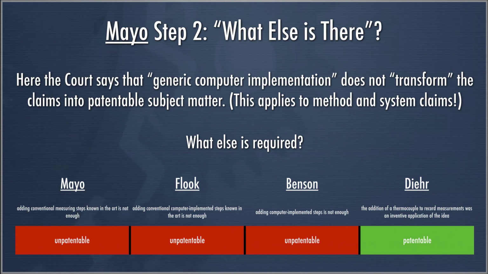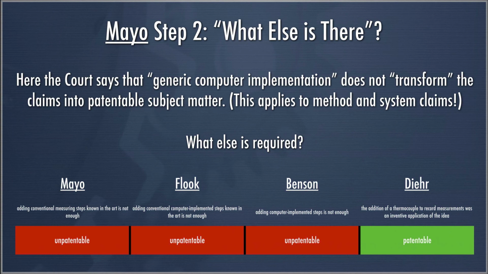And they go on and say in the case, at a later point in the case, that this applies equally to method claims and system claims. So just because you at one point actually claim the computer hardware as part of your system rather than a method doesn't matter. That generic computer implementation of an idea is not enough. So the question, of course, is what else is required, right?